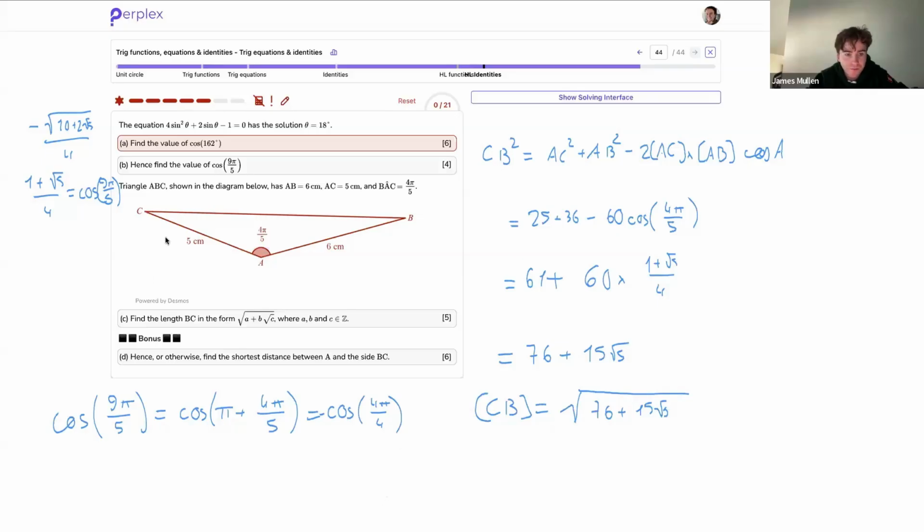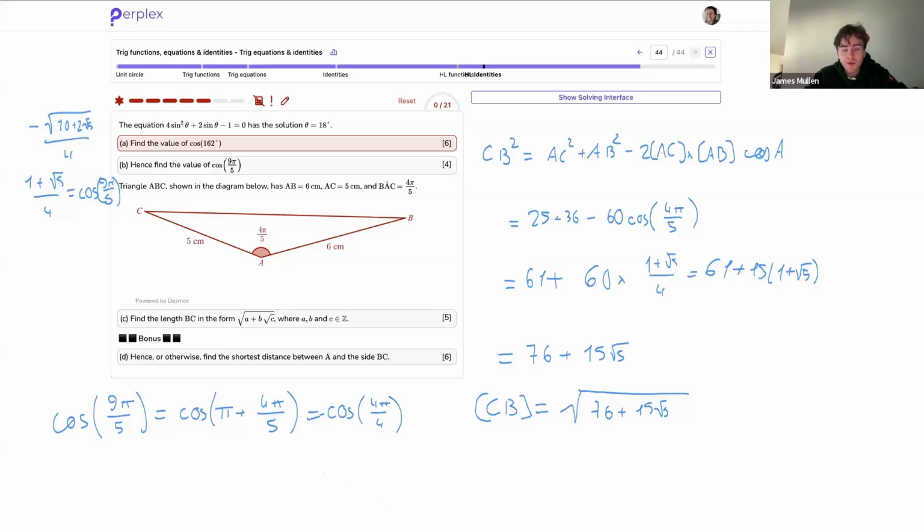And we have a question here. I'm sorry, how did you get 76? Yeah, good question. Let me add a step. 61 plus 15 times 1 plus root 5. So I did 61 plus 15, and then plus 15 root 5. I shouldn't have skipped that step.